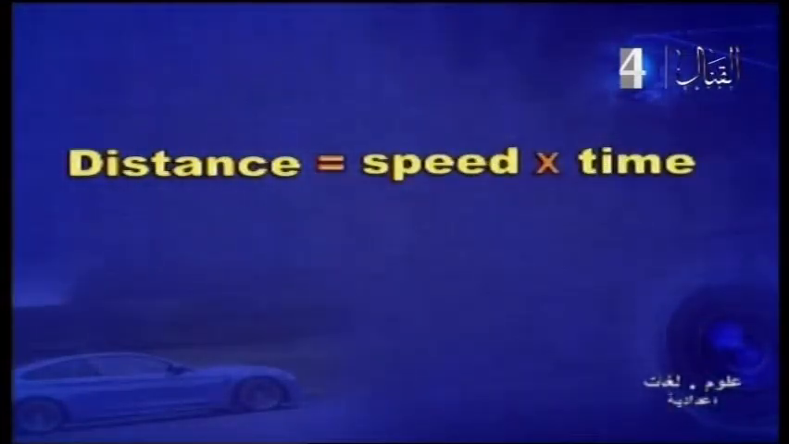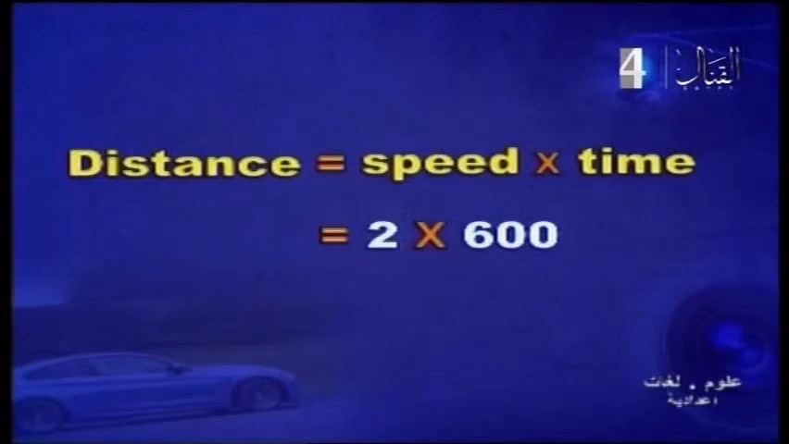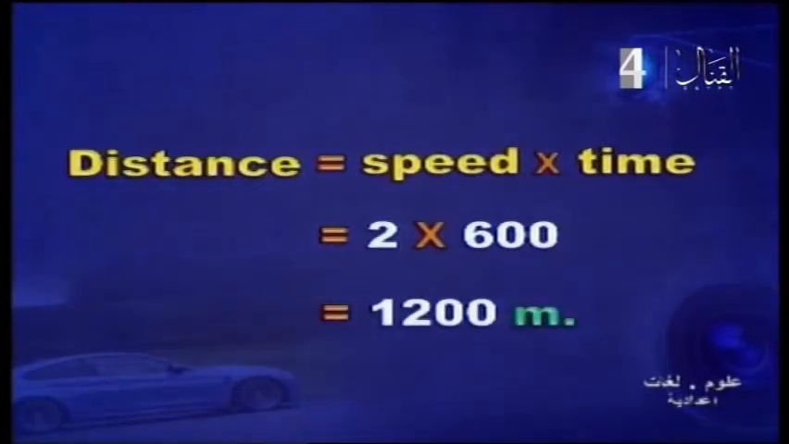So distance equals speed multiplied by time. Speed is 2 meters per second and time is 10 minutes times 60, equals 600 seconds. So now we can calculate distance. 2 times 600 equals 1,200 meters. The distance between home and school here is 1,200 meters.